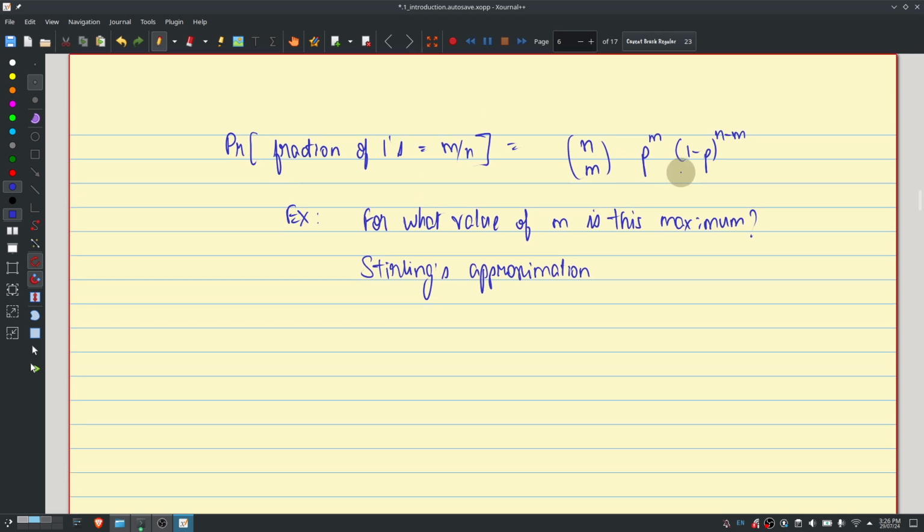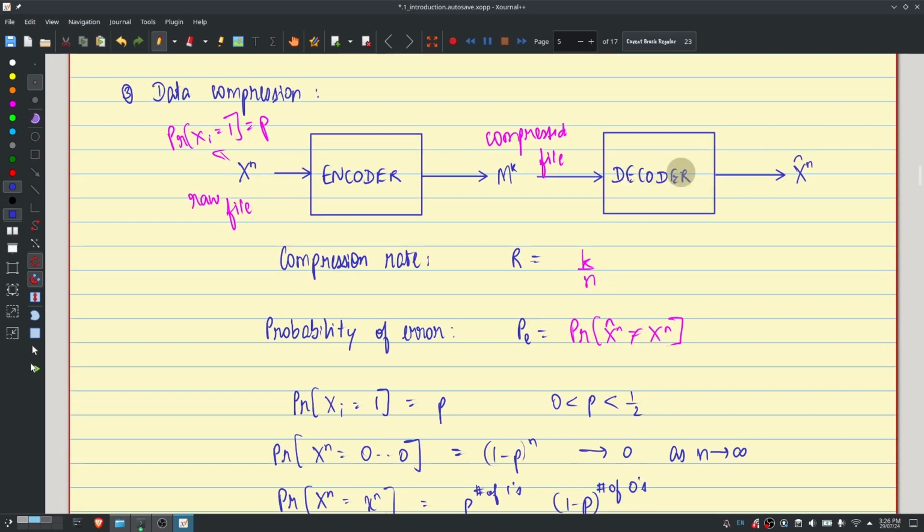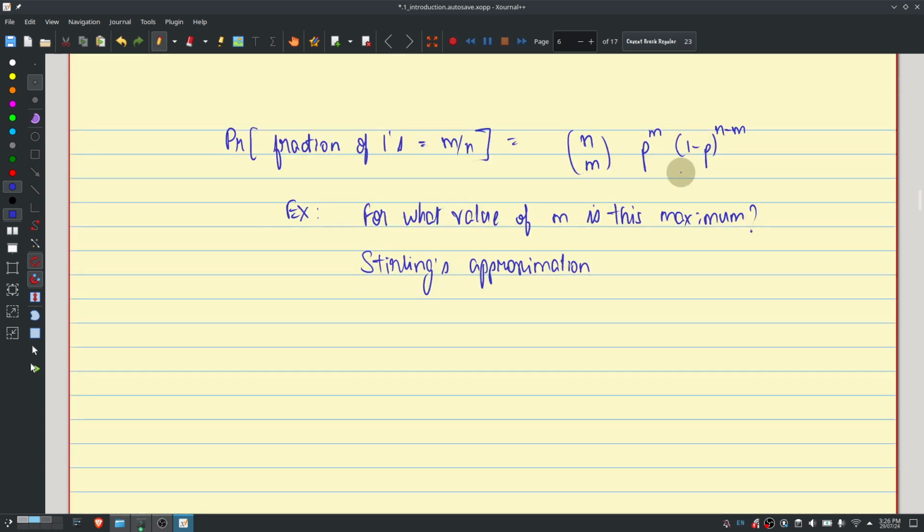Okay, so again, how does this help with the problem of compression? So one way of designing a fixed length compressor is the following. I know that the fraction of ones should be close to p. So what do I do? I just list out all possible sequences which have roughly p ones.